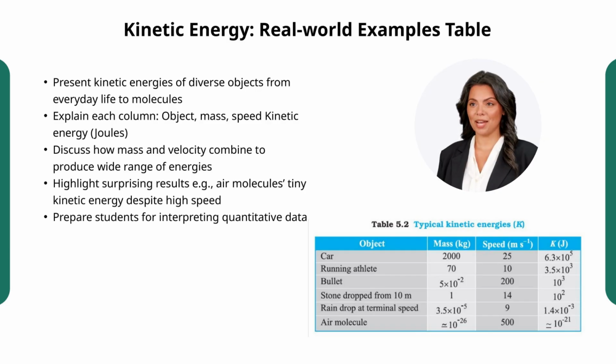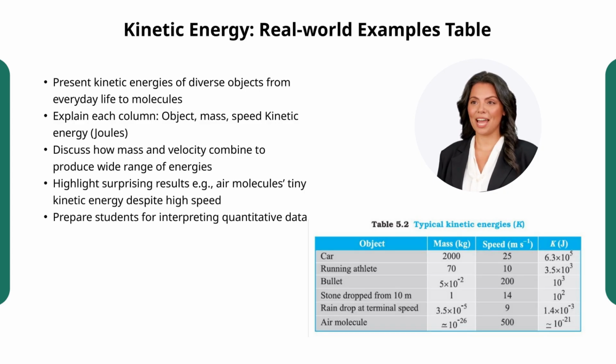Here is Table 5.2, presenting typical kinetic energies for different objects. The first column names the object, from a car and running athlete to tiny air molecules. The second column lists mass in kilograms, the third, the speed in meters per second, and finally, the kinetic energy in joules computed by applying the formula we learned.